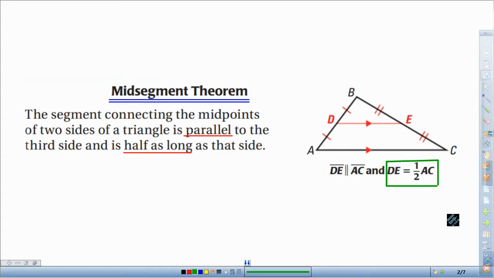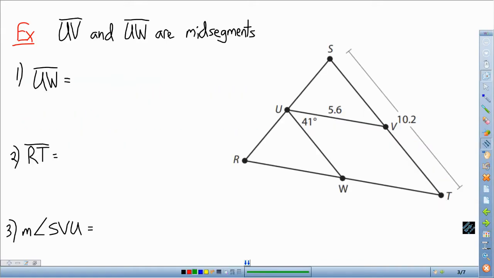Okay, so this is our big thing here. So let's use it to do an example. Go ahead, take a minute, copy this, get the triangle and everything, and we'll answer these questions together.